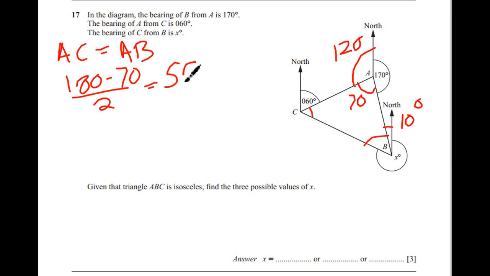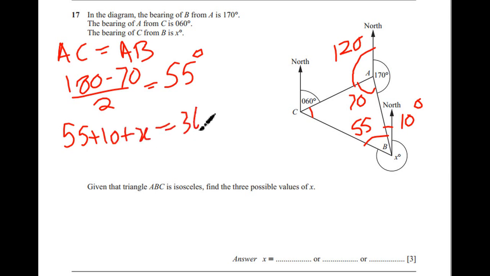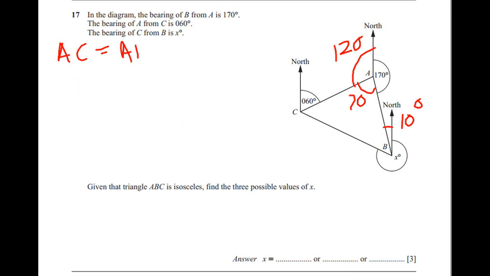So both these angles will be 55. This will be 55 as well. So 55 plus 10 plus x is equal to 360, and the first answer will be x is equal to 295. Let me rub everything else. So this answer will be 295.